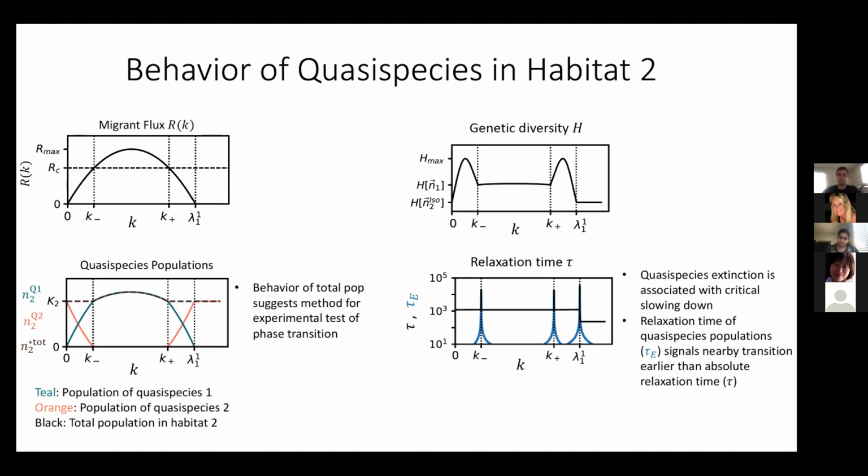And finally, we can look at relaxation time, which quantifies the time scale on which the system relaxes into steady state. And as you can see, the relaxation time has these peaks at each of the 3 critical migration rates at which extinction occurs. And this indicates the critical slowdown associated with extinction.